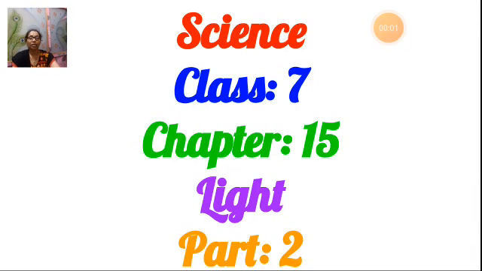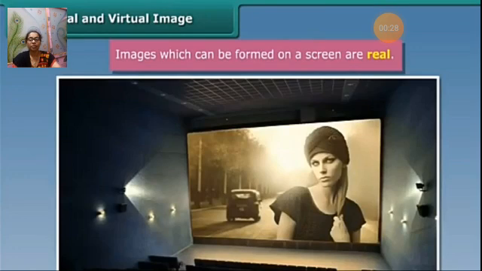Welcome to the second part of chapter 15, that is light. In the previous session we learned about light travelling in a straight line, reflection of light, images and objects, and lateral inversion. Now in this session we are going to cover topics like real and virtual images, spherical mirrors and so on. So our first topic is real and virtual images.